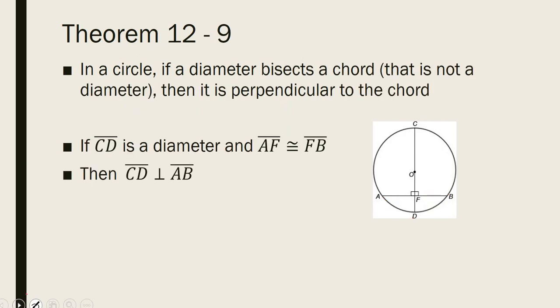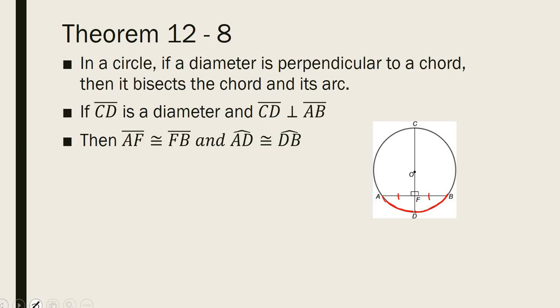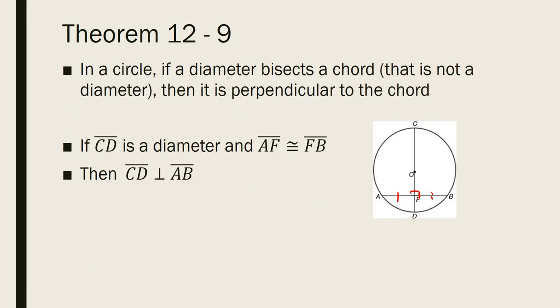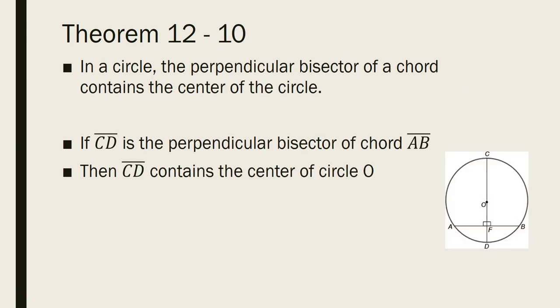Another theorem. In a circle, if a diameter bisects a chord, then it is perpendicular. So now we're saying the converse. If this equals this, then we can assume that it is perpendicular. The previous one said if it's perpendicular, then the two sides are equal. This one, if the two sides are equal, then it's perpendicular, just our converse.